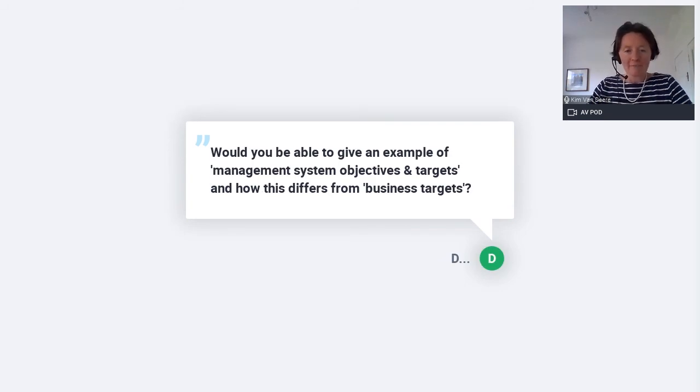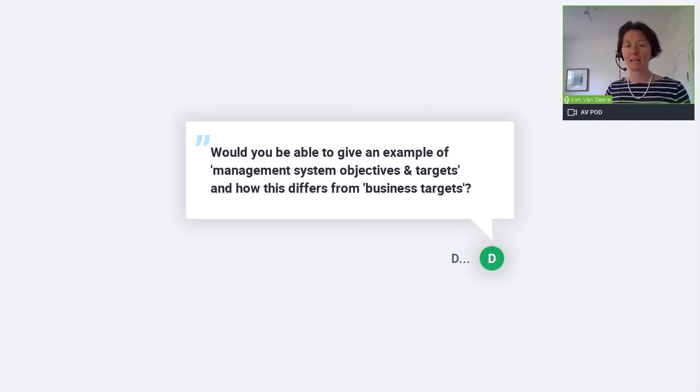Deborah, would you be able to give an example of management system objectives and targets and how this differs from business targets? Yeah, absolutely. Some management system objectives and targets can be quite technical, and again, it depends very much on the standard that you're working toward. Business targets will often be a bit more commercial rather than technical. So your business target might be to grow the organization organically by 20% in any calendar year, or to break into the Asia Pacific market, or to offer remote working to all staff in field-based roles, all of these things which are really about selling to clients and engaging with staff. Those are more business targets.